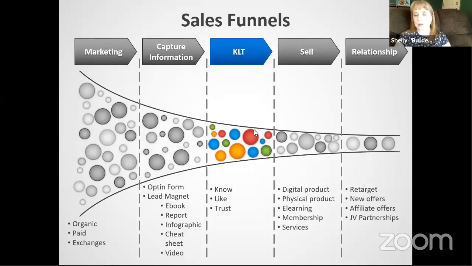What we're trying to do now is set up a know, like, and trust factor. And remember that once we get them in the opt-in form, emails are part of this too, because once they opt in, it should trigger an email sequence. So between the email sequence and wherever we send them after the opt-in form, we're really working on know, like, and trust.